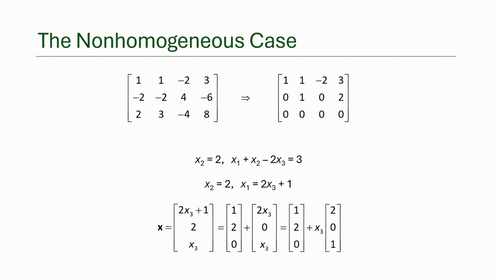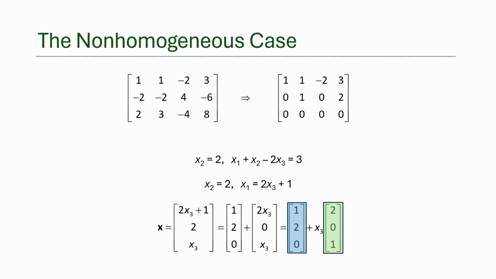Okay, now, here's where things get interesting. Look at the part of the solution that goes with the x3, the 2, 0, 1 vector. That's the same vector that we got as the solution to the homogeneous case. So what we've ended up with here is a constant vector plus the solutions to the homogeneous case. This is going to tell us some really great information about the structure of these solutions.